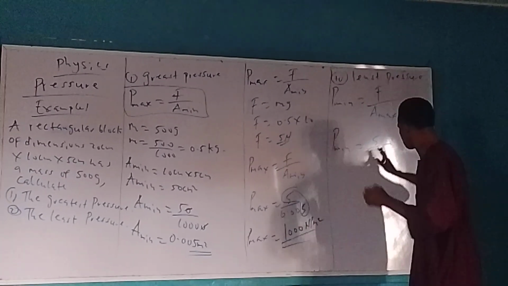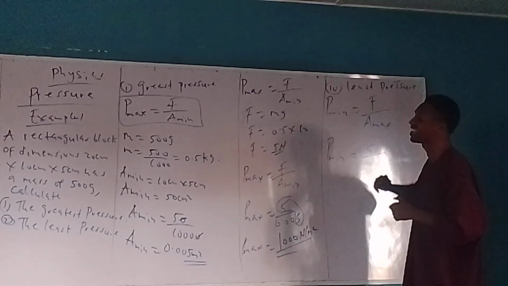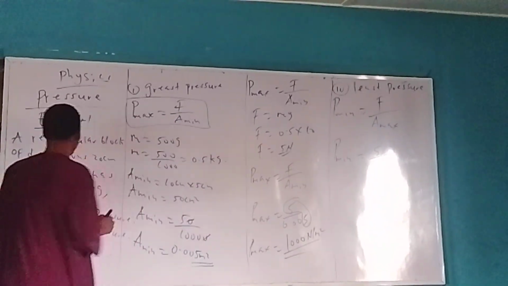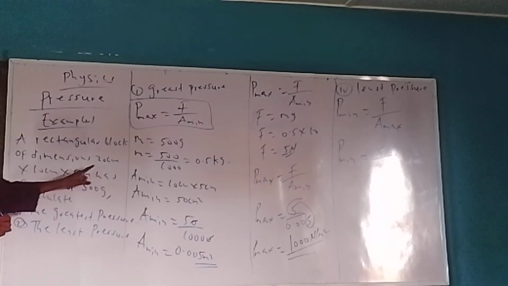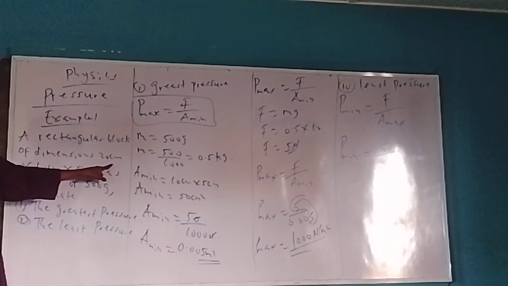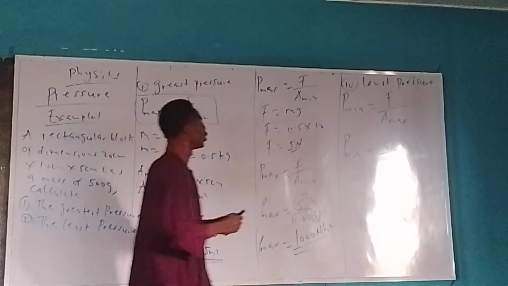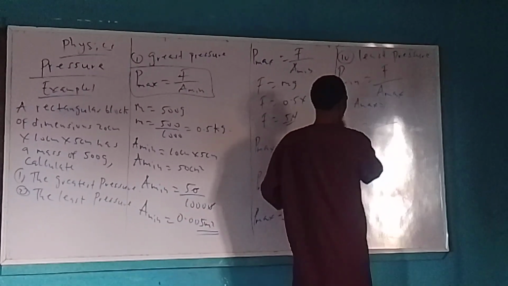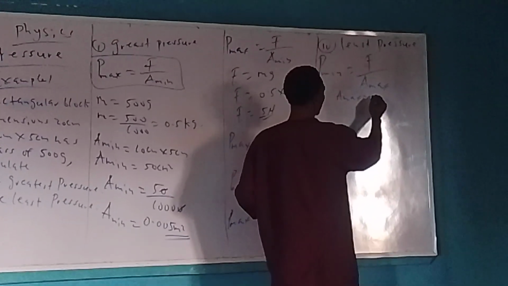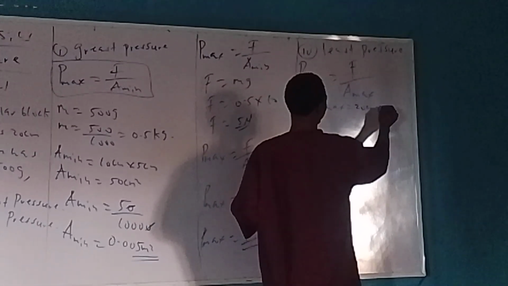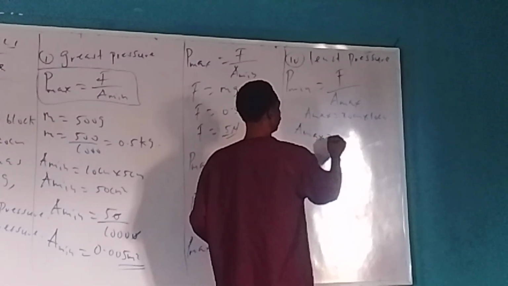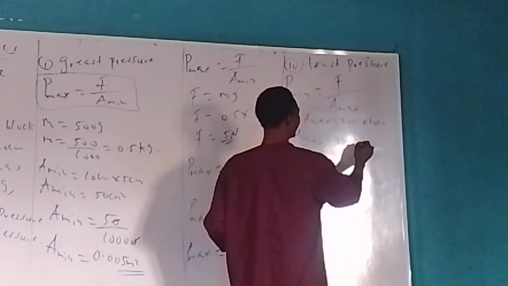Now, please, let us look at our area. To get maximum area, which of these will give us maximum area? That is 20 times 10. So therefore, A max will be equal to what? Let us solve this one. A max is 20 centimeters times 10 centimeters. So A max is equal to 200 centimeters square.